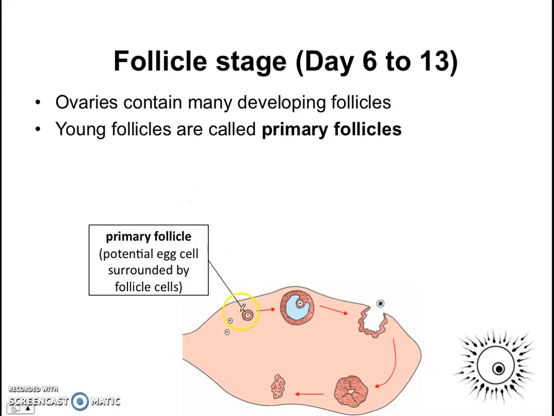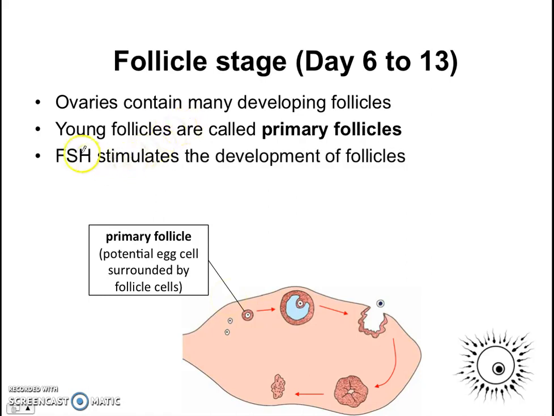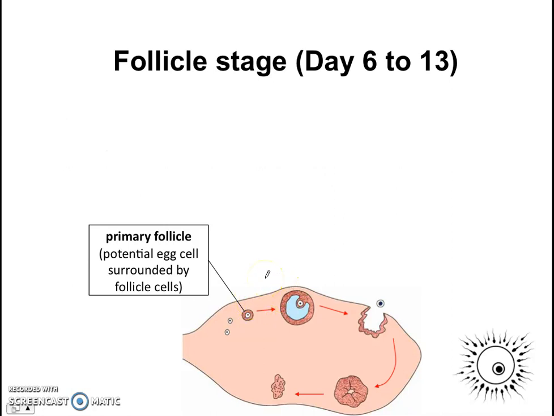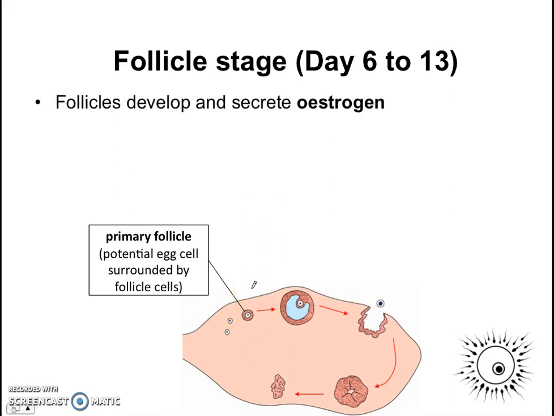So in our diagram here, this is a primary follicle. It's basically a potential egg cell that is surrounded by layers of follicle cells. So follicle stimulating hormone, FSH, stimulates the development of these follicles. So during the follicle stage, a number of primary follicles start to develop. And as these follicles develop, they start to secrete estrogen. Right? So the ovaries start to secrete estrogen during the follicle stage.